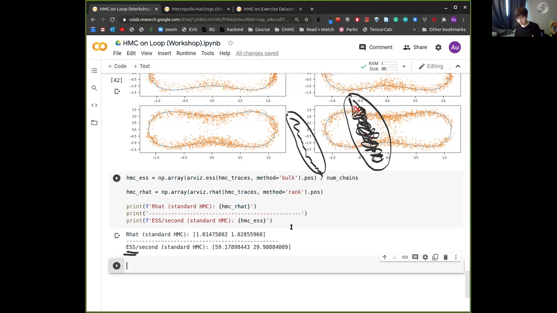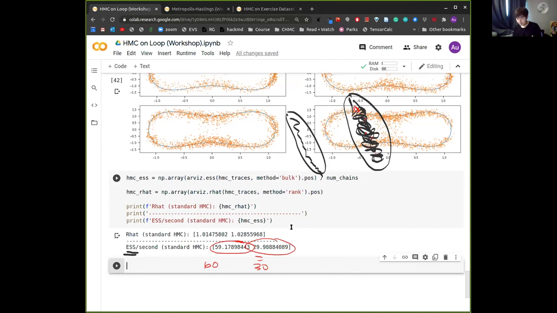So in this case, you can see that these are the numbers. Even though I sampled my chains for like 2,000 samples, essentially this is about 30 independent samples and this is about 60 independent samples. So you can see one of the drawbacks of HMC is that you need to run it for a long, long time in order for it to get a good result.